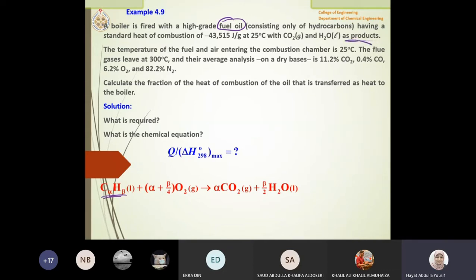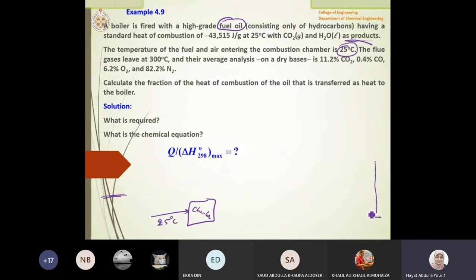Now it says that the temperature of this fuel entering the combustion chamber is 25 degrees C. In other words, I have my chamber to burn, and the inlet is at 25 degrees C. So this is the given information. So I know then, in my temperature scale.